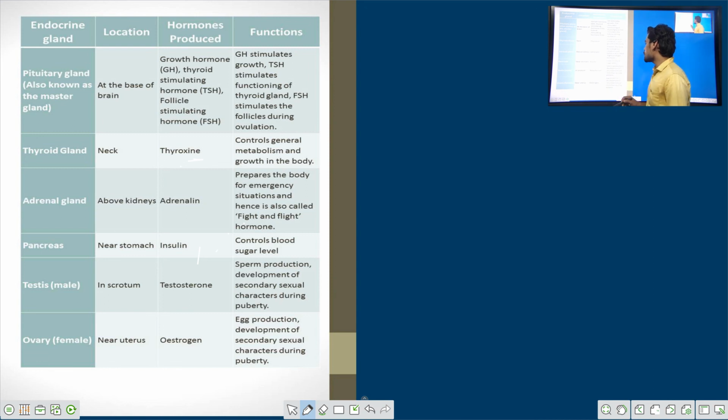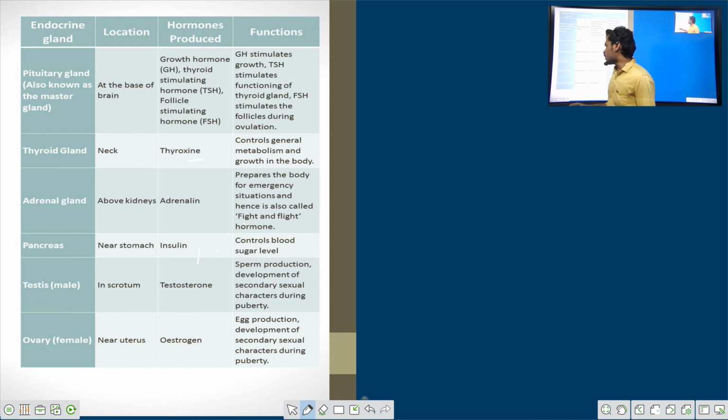Testis in the male, its location will be in the scrotum. It produces testosterone, sperm production, and development of secondary sexual characters during puberty. So as a child or a male boy ages after 14, 15, he enters into a stage called puberty where testosterone is produced, which helps in the production of sperms and secondary sexual characters like mustache and beard appearing on the face of the boy.